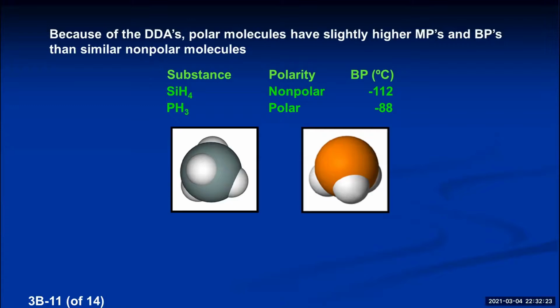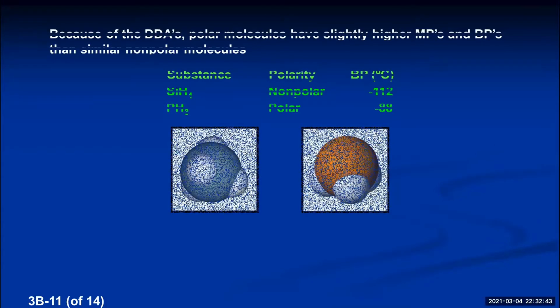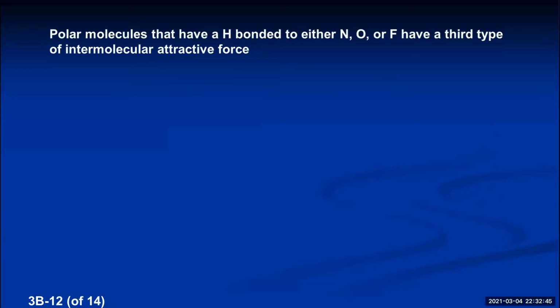Now, if that were the end of the story, we'd be done for today. But one more tricky thing happens if you have polar molecules. If a polar molecule has hydrogen in its formula, and the hydrogen is bonded to N, O, or F, there's going to be a third type of attractive force. So polar molecules that have a hydrogen bonded to either N, O, or F will have a third type of intermolecular attractive force.